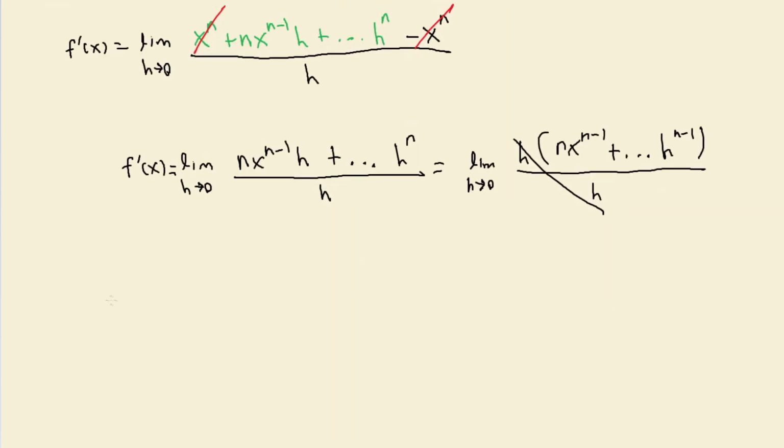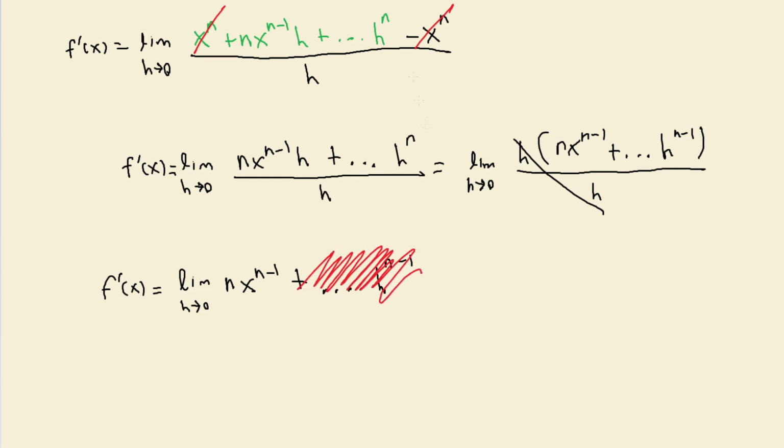And now what are we left with? We're left with the fact that f'(x), the derivative of f(x), is going to equal the limit as h approaches 0 of n x^(n-1) plus a bunch of other terms that all have h as a factor. The first one is going to have h as a factor, the next one h squared, all the way down to h^(n-1). Now we can just use direct substitution. All of these other terms are going to go to 0 as h approaches 0, and we're left with the fact that f'(x) is equal to n x^(n-1), and that is our power rule.